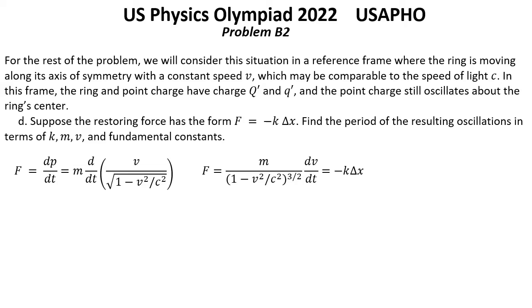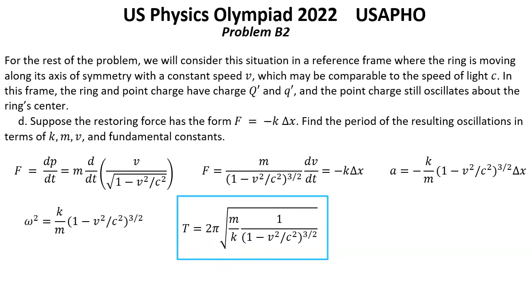For small oscillations, the velocity is always approximately equal to the original velocity V. Thus, the motion is still simple harmonic, because acceleration is still almost proportional to displacement, with the coefficient equal to omega squared. It means that the period equals this expression. So that was a solution for question D.